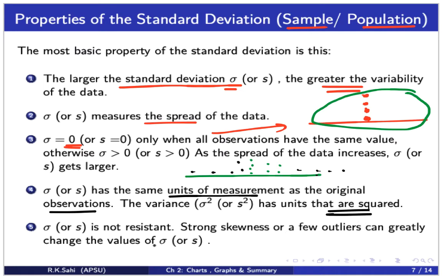And when we were looking at the definition of this standard deviation, we said that this is very sensitive to outliers. That means it is not resistant. Remember, if it is very sensitive, that means our data set is going to get skewed. A strong skewness or a few outliers can greatly change the values of these standard deviations. Now let's go ahead and practice some problems on standard deviations.